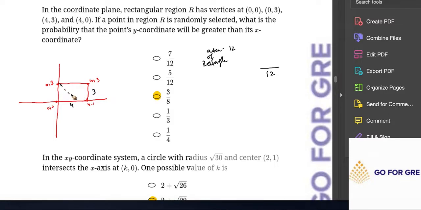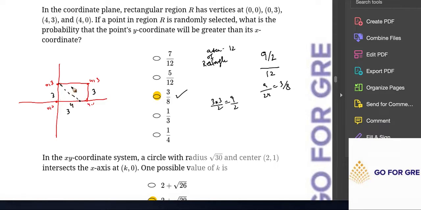Now let's draw this. Let's consider there is 3. So there are these points that are not greater than, they are equal. So our area of the triangle is 3 multiplied by 3 divided by 2, it is 9 by 2. Now these points are equal, so out of 12, 9 over 2 are equal, so our probability is 9 over 24, it is 3 over 8. So the answer is 3 over 8.